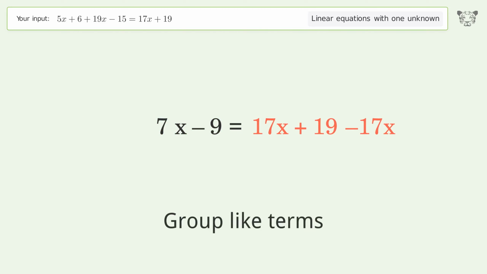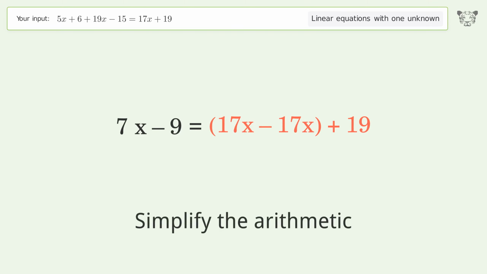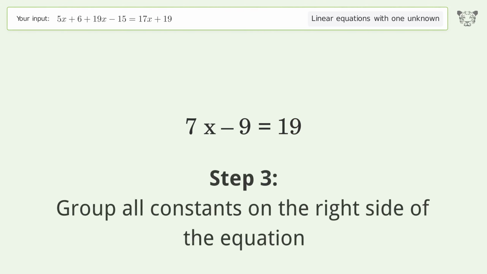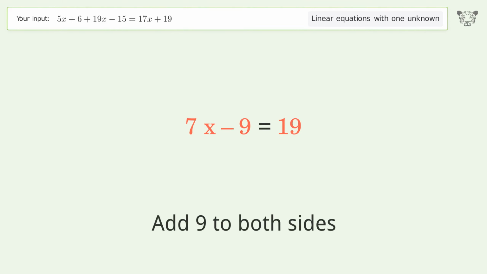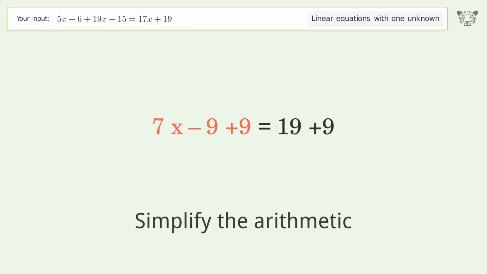Group like terms. Simplify the arithmetic. Group all constants on the right side of the equation. Add 9 to both sides. Simplify the arithmetic.